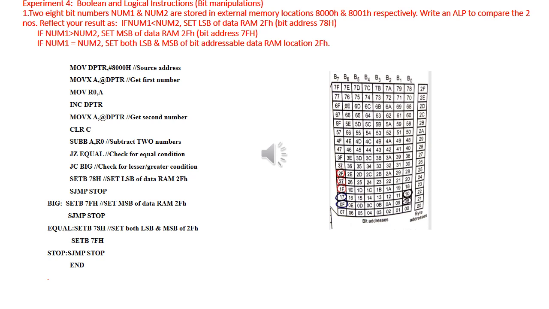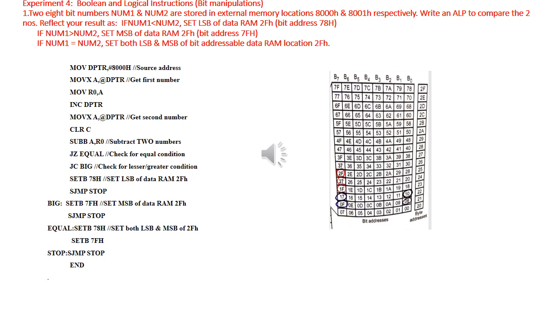Next, increment DPTR. So the DPTR is pointing to 8001H. Next, MOVX A, @DPTR. Whatever data is available in the 8001H location, you are copying to the register A. After that, CLR C: you are going to clear the carry flag because you are going to make use of the subtraction instruction. Whenever you use the subtraction instruction, you should clear the carry flag. In case of subtraction, the carry flag itself acts as a borrow flag.